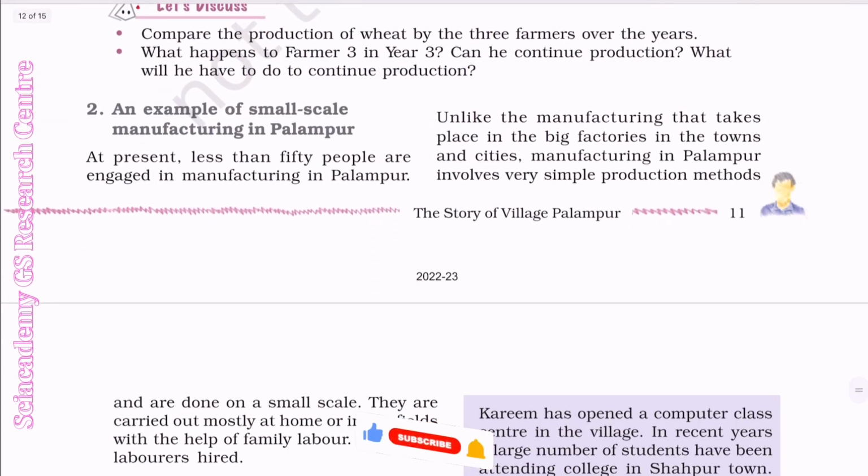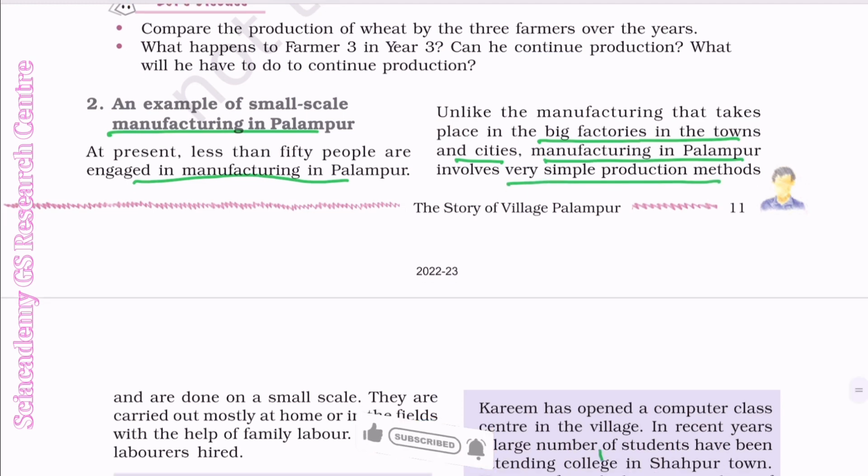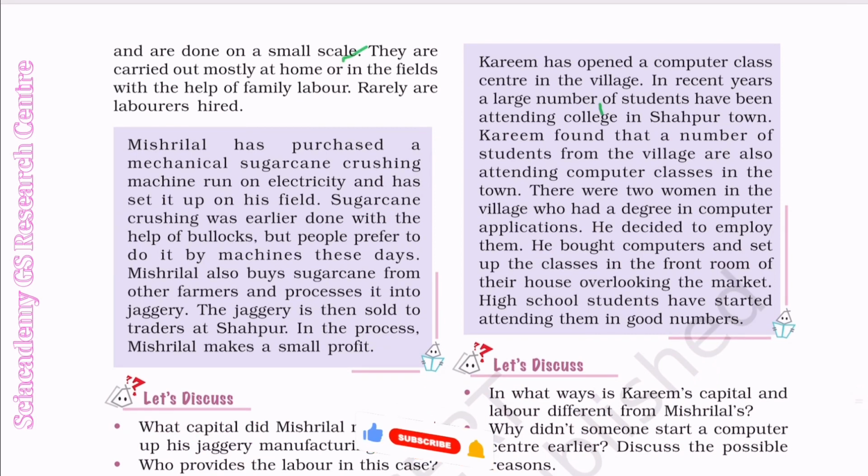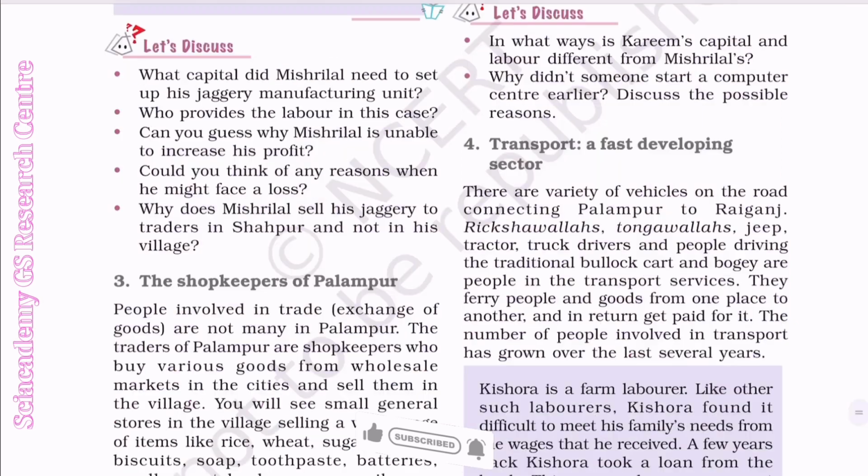2. An example of small scale manufacturing in Palampur. At present, less than 50 people are engaged in manufacturing in Palampur, unlike the manufacturing that takes place in the big factories in towns and cities. Manufacturing in Palampur involves very simple production methods and is done on a small scale. It is carried out mostly at home or in the fields with the help of family labor. Rarely are laborers hired.